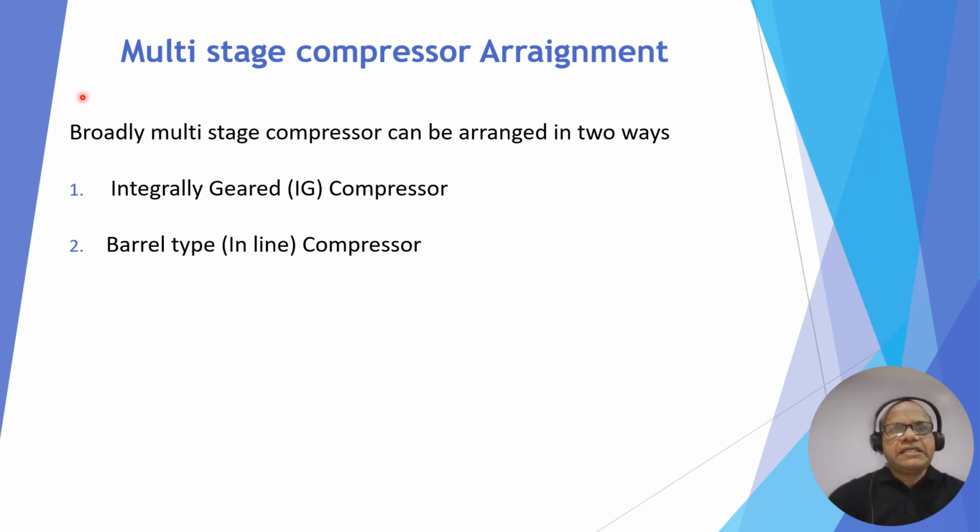Now, multi-staging arrangements. There are broadly two arrangements through which a multi-stage compressor can be arranged. One is called the IG compressor arrangement, or integrally geared compressor, and another is a barrel type or inline compressor. So there are broadly two arrangements through which multi-stage can be arranged.